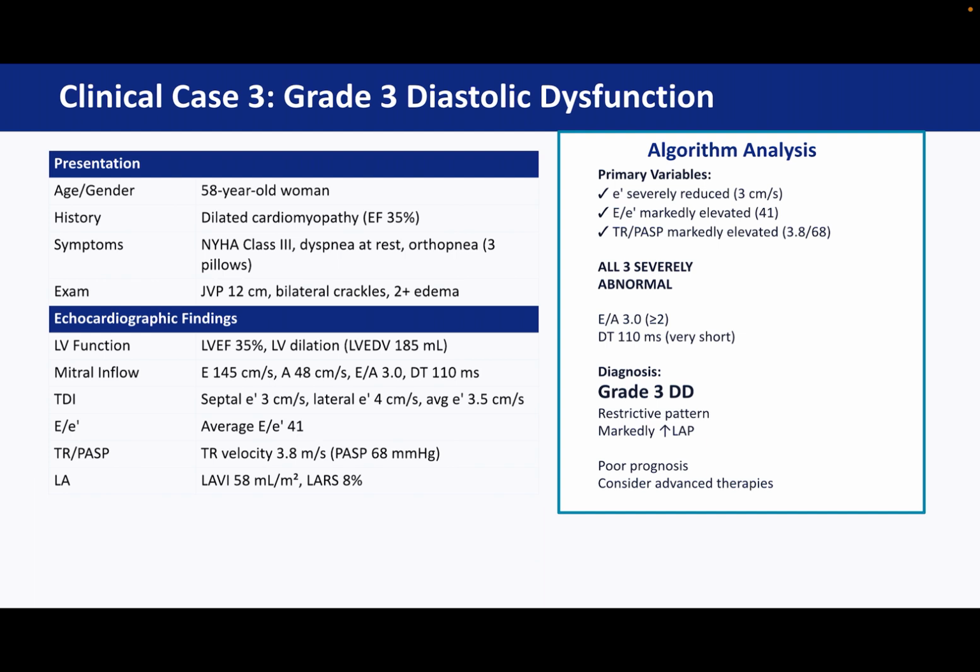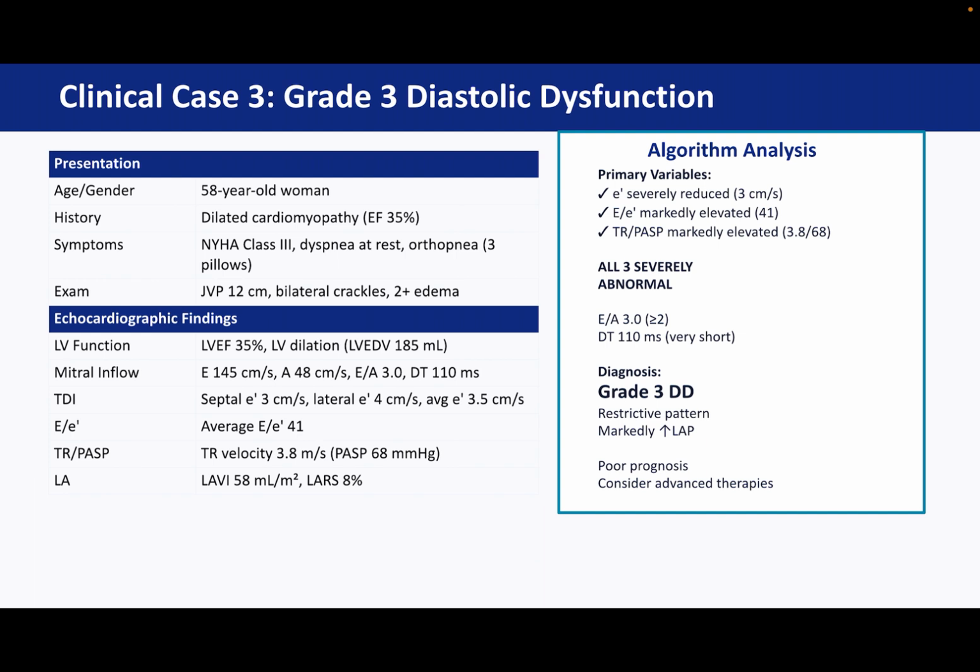Clinical case 3. Grade 3 diastolic dysfunction. Now we have a 50-year-old woman with dilated cardiomyopathy and an EF of 35%, New York Heart class 3, orthopnea. This is the patient who is decompensated and needs aggressive intervention. E prime is severely reduced, average E prime 3.5, E to E prime markedly elevated at 41, TR velocity of 3.8, which is elevated, all three primary variables severely abnormal.